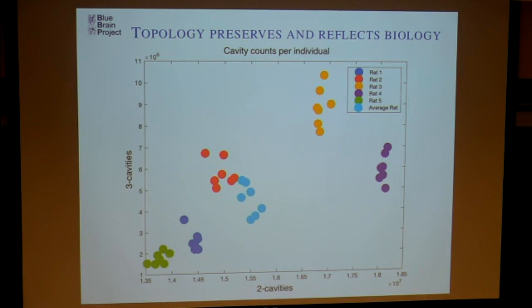So microstructures that are coming from the same rat have similar topological structure. And if you have microstructures with similar topological structure as determined by these invariants, they come from the same rat. So this is pretty amazing. Are these rats the same species? They're all the same species, same age, same sex.